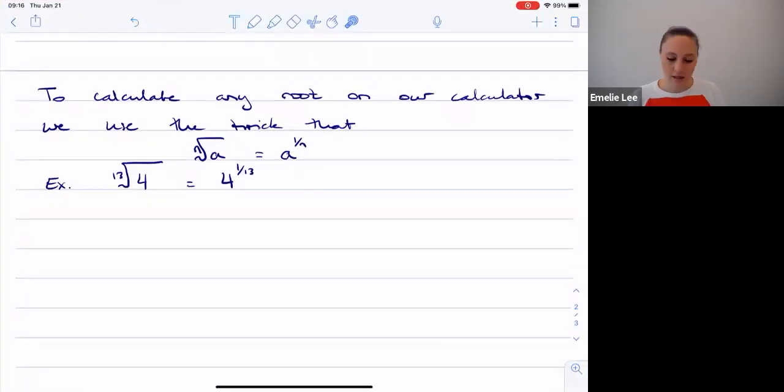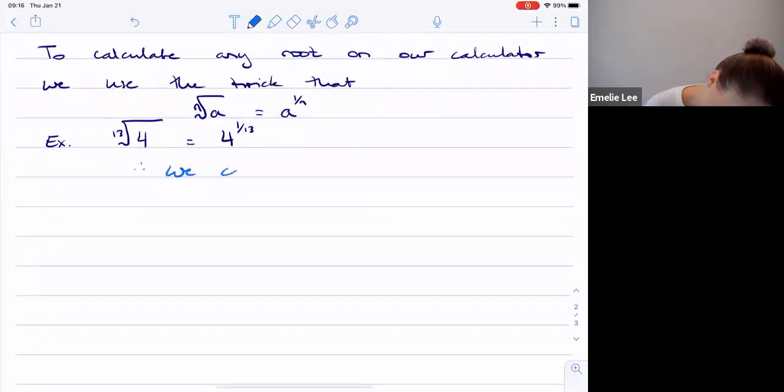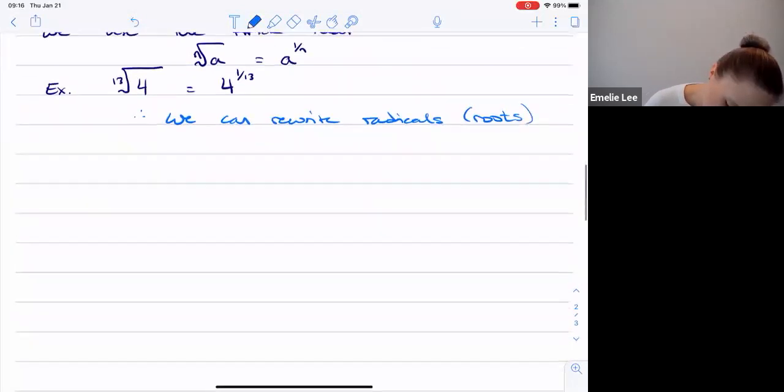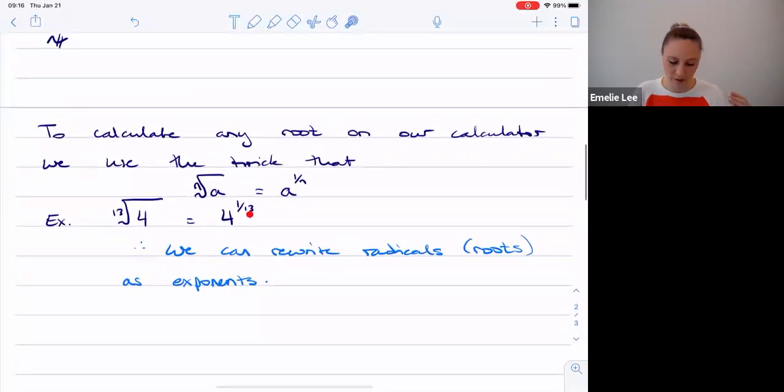So we use the fact that we can rewrite roots as exponents, right? So therefore, we can rewrite radicals, or roots, if you prefer, as exponents. Okay. So we're going to use that now. We talked about exponent laws, so we know how these exponents behave. Especially if I've got multiple radicals or multiple roots, then I can convert those roots into exponents, and then I can deal with them using exponent laws, which we just established last day.